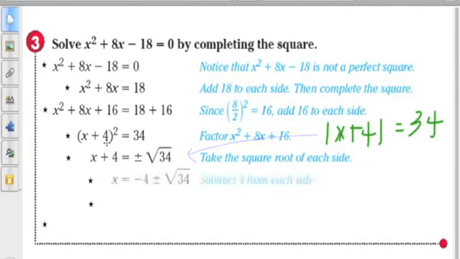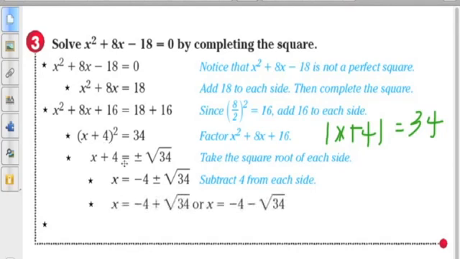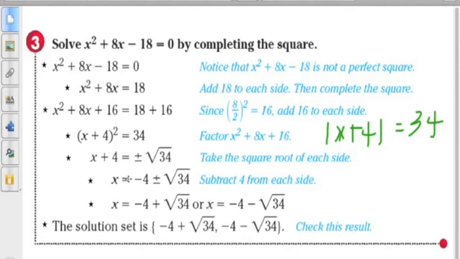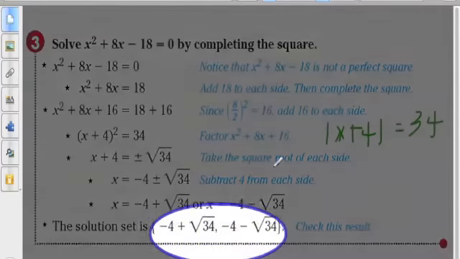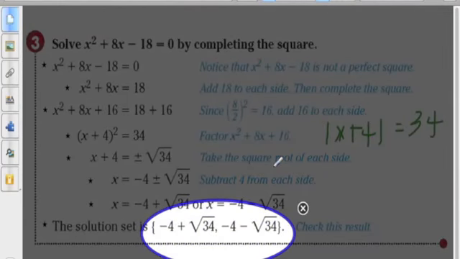And moving on, solve for x: subtract 4 from both sides, and you end up with negative 4 plus or minus radical 34. So the value of x is negative 4 plus radical 34, or x equals negative 4 minus radical 34. So that becomes the solution set of our problem: negative 4 plus radical 34 and negative 4 minus radical 34.